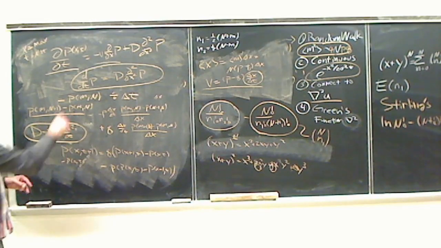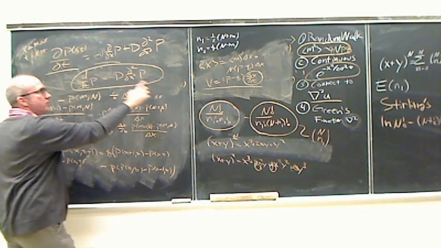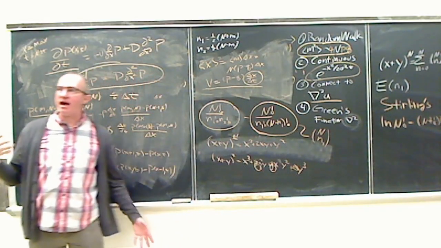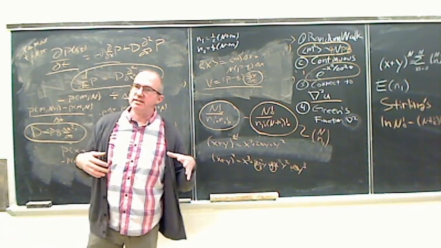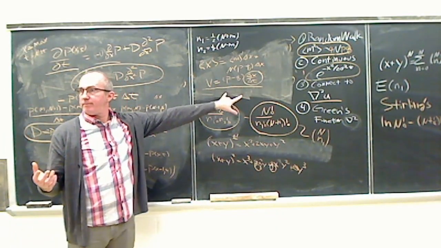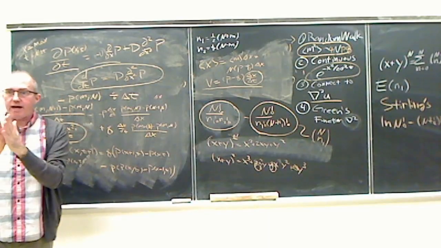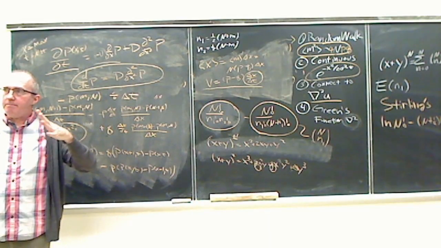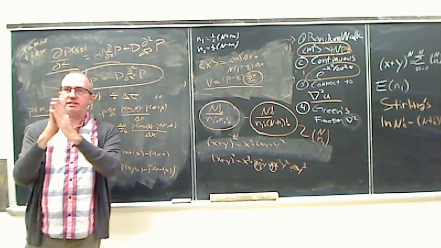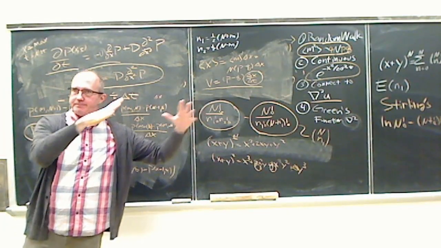So this V is the asymmetry. Remember, V is P minus Q. So if I'm balanced and my probability of going to the left is the same as my probability of going to the right, then V is 0. And that term goes away, and you just have a thing that just spreads out in time. If you have a net velocity, then it translates and spreads at the same time.